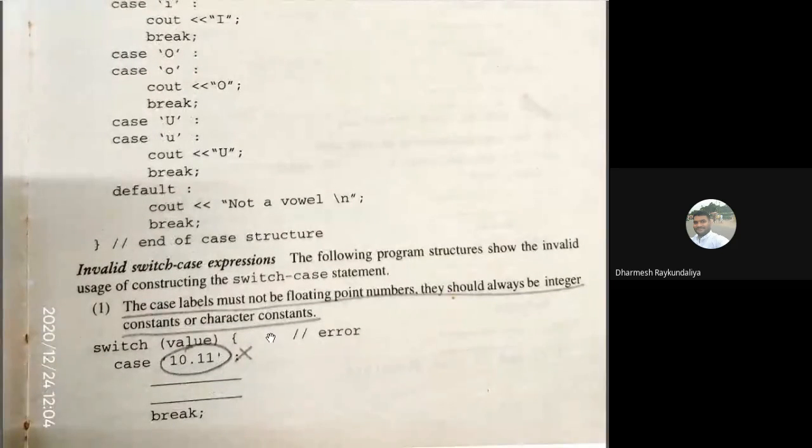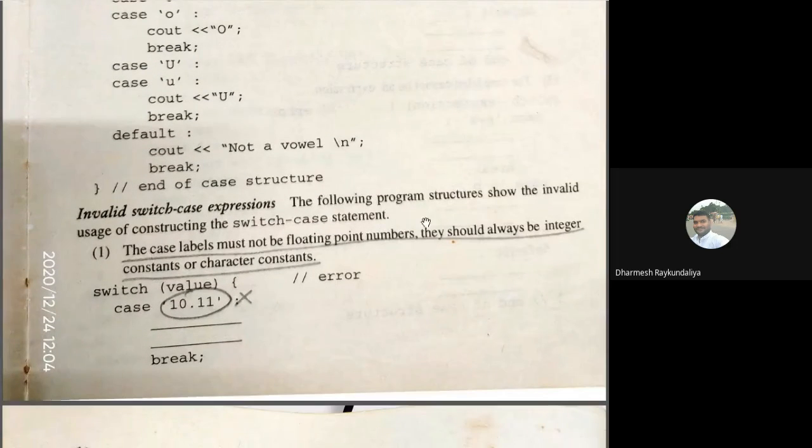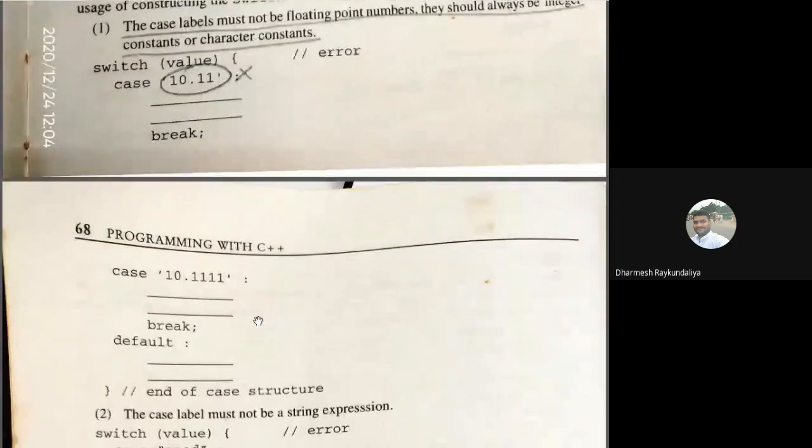Some invalid examples. Let us say the case label must not be a floating point number. Why is that invalid? Because here the case label is a floating point, and a floating point number is not allowed as a case constant. They should always be an integer constant or a character constant.